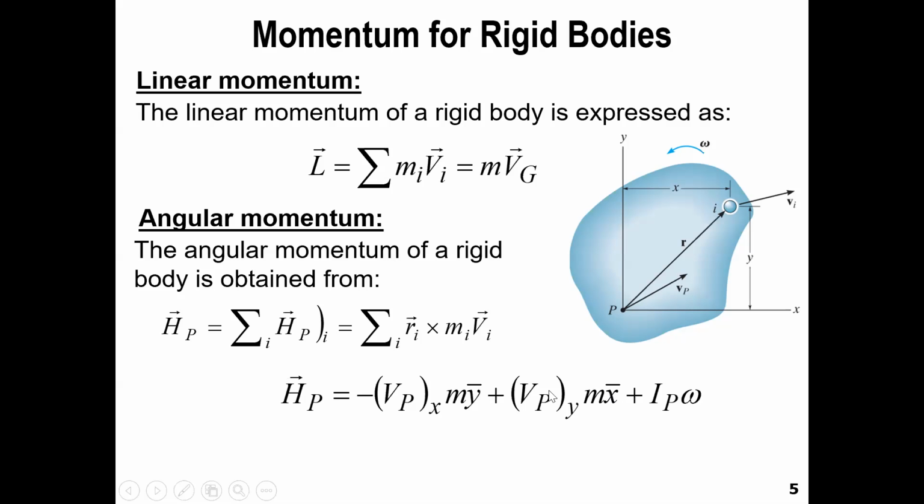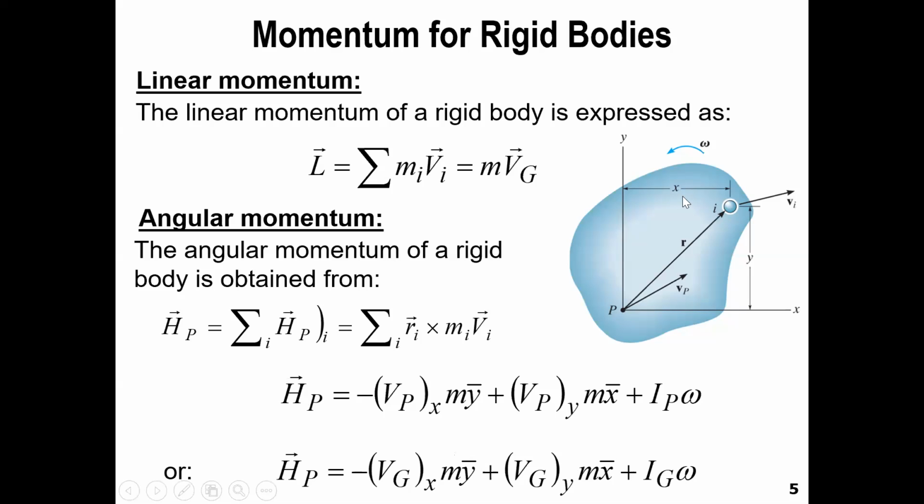And X bar and Y bar, similar to previous chapters, are the distance of G from your P, X and Y of your G in this coordinate system, plus IP omega. So this is the angular momentum of the entire rigid body about point P. And because this is planar, H about P is in Z direction. Again, there's like a half a page derivation here to go from this to this, but I try to give you the concept and go through the final equation.